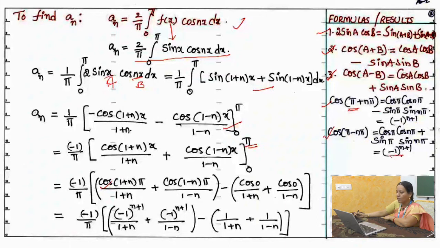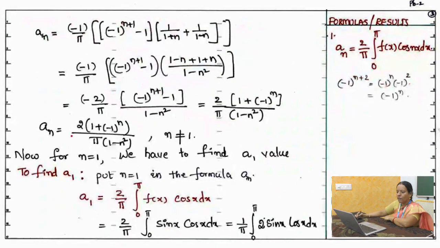We got this value. Now substituting those two values, you can get this value as minus 1 by pi of this one. Now after simplification, finally you get an equal to 2 into 1 plus minus 1 power n by pi into 1 minus n square. Clearly n not equal to 1. Here 1 minus n square, clearly n not equal to 1. So for n equal to 1, what happened? So you need to calculate for n equal to 1.